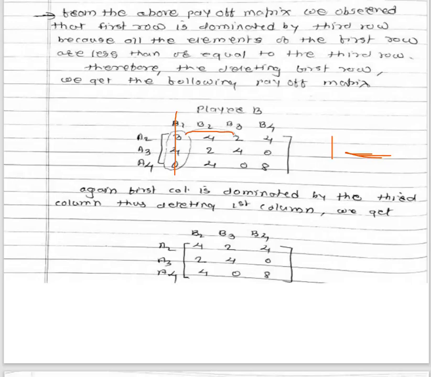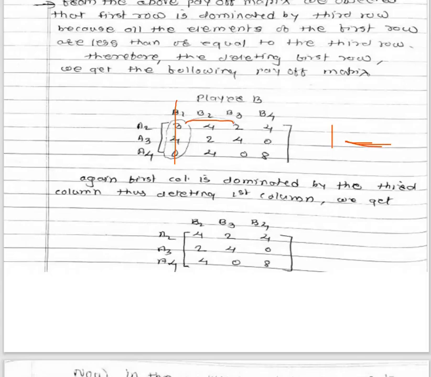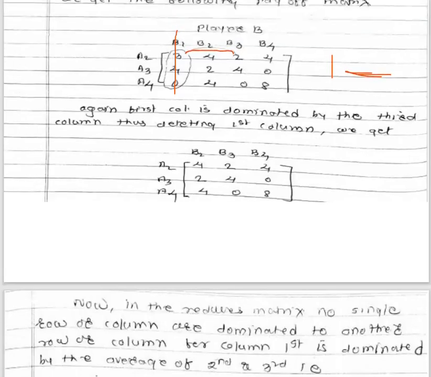Now if you observe, this is reduced to a 3 by 3 payoff matrix, but not a 2 by 2 payoff matrix. So again we will use the dominance property. If you observe this payoff matrix, no one column is greater than or equal to another column. That means the column case fails.